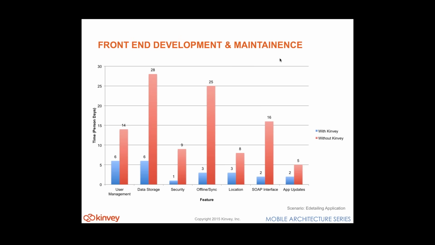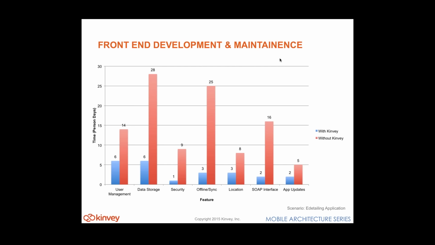So now this is a graphical approach to what we have. We ran a bunch of different surveys and got back from developers how long it takes to build out these different features with and without Convey. And so this is the time difference in terms of person days.